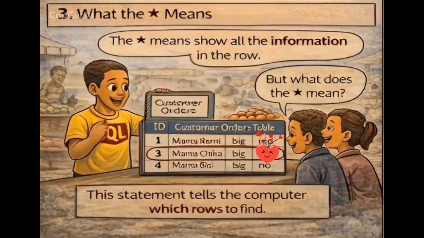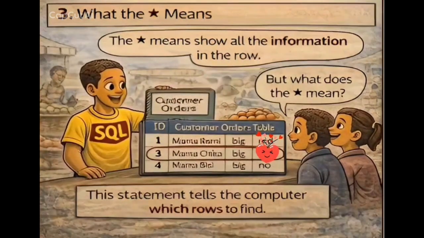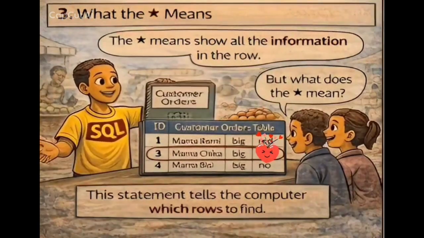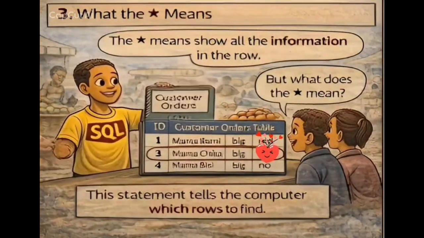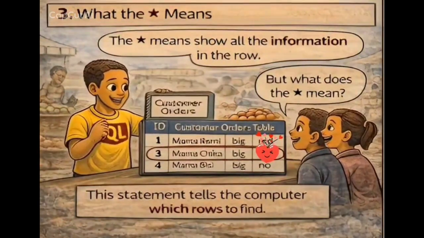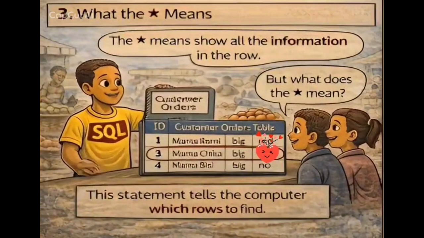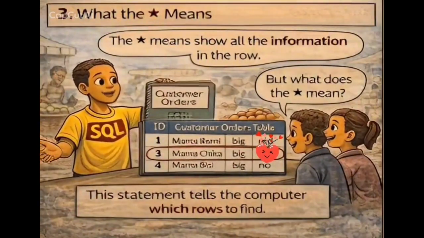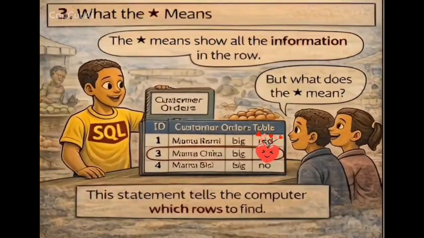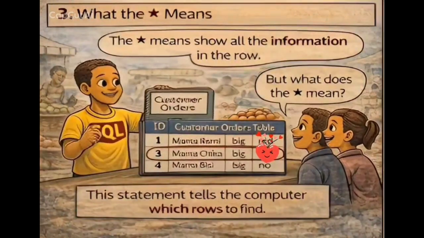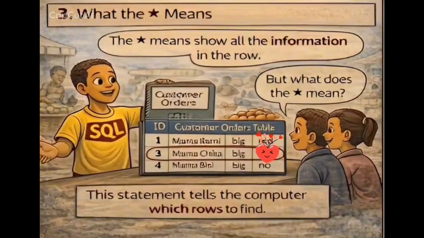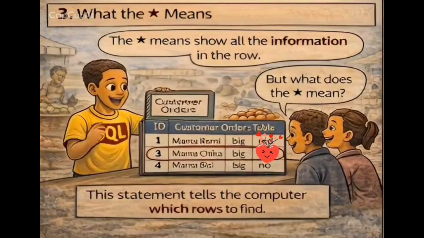Now, explorers, look carefully at the star symbol after the select statement. That star symbol is written like this. The star means show us all the information in the row. So if a row matches our where condition, the computer will show us the customer name, the tomato size, the tomato color, the fish order, and whether the order was paid. In other words, the star means show everything about the customer order.